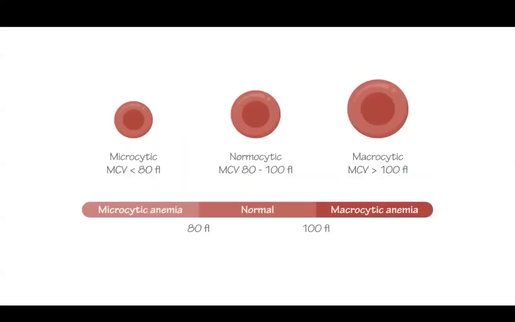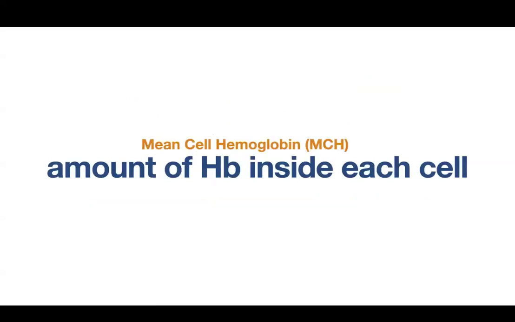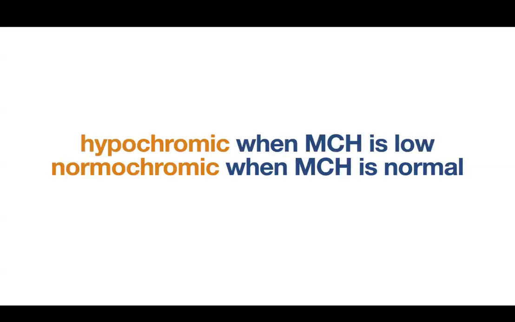And this is how they look. Again, macrocytic are very big RBCs, microcytic are very small RBCs, and normocytic are the normal size. Usually, we like to combine when describing anemia. We want to describe the size of the RBC and also the amount of hemoglobin inside. And we call this the MCH, the mean cell hemoglobin. It's the amount of hemoglobin inside each red blood cell.